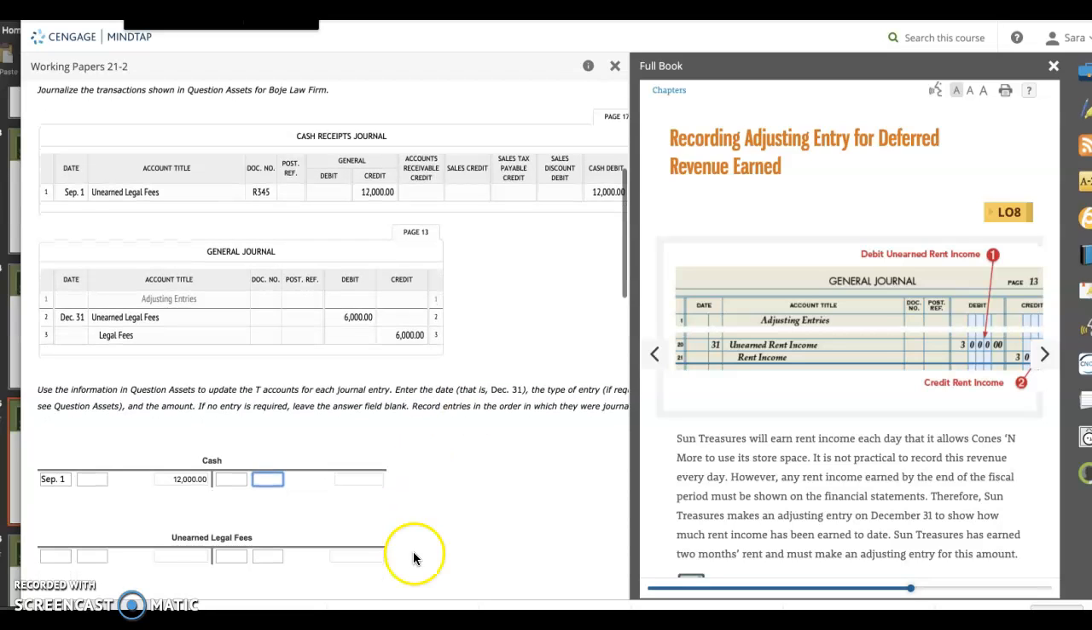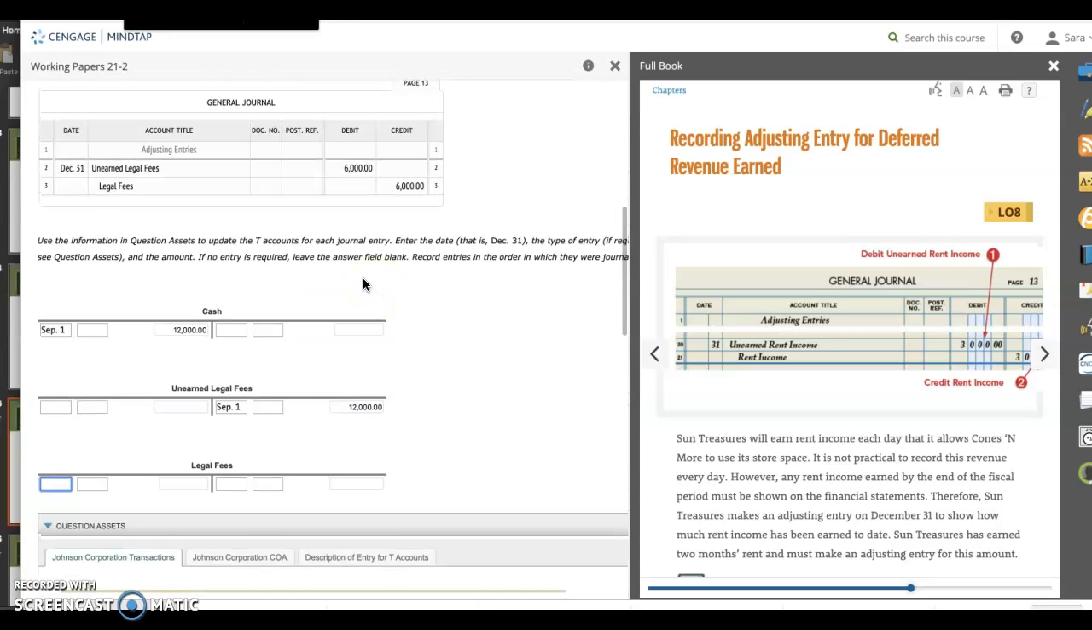We'll leave the credit blank. Okay, unearned legal fees here from this one. So that's going to go on the credit side. So September 1st, nothing there, and then 12,000. And so then here we have another unearned legal fees that will go on the debit. So December 31st, this one we will label ADJ for adjustment, then 6,000. And then we have legal fees as a credit, so December 31st, ADJ, 6,000.